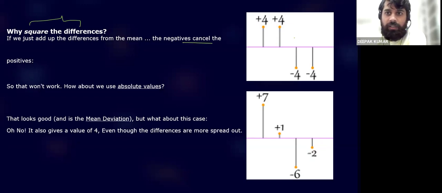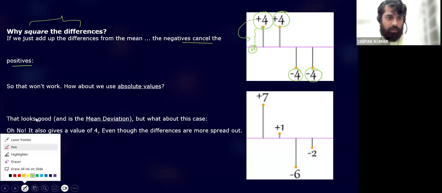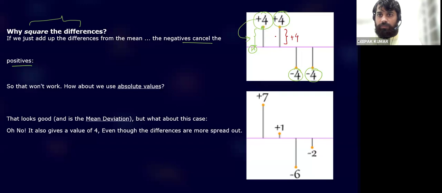The negative cancels the positive. Suppose here in this example, there are four points: +4, +4, -4, -4. Actually, this is not the point; this is the distance between the mean value and any point. Can you see? This is the distance. +4 is the distance. Let me mark it with proper color. Say if I use a red color, this is called +4. This distance is also +4. This is a distance of -4 and -4. Hope it is clear now. Yes, it is clear.